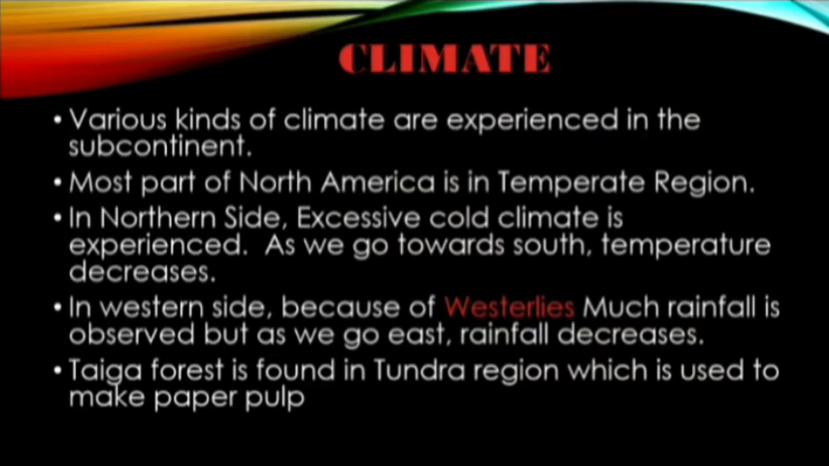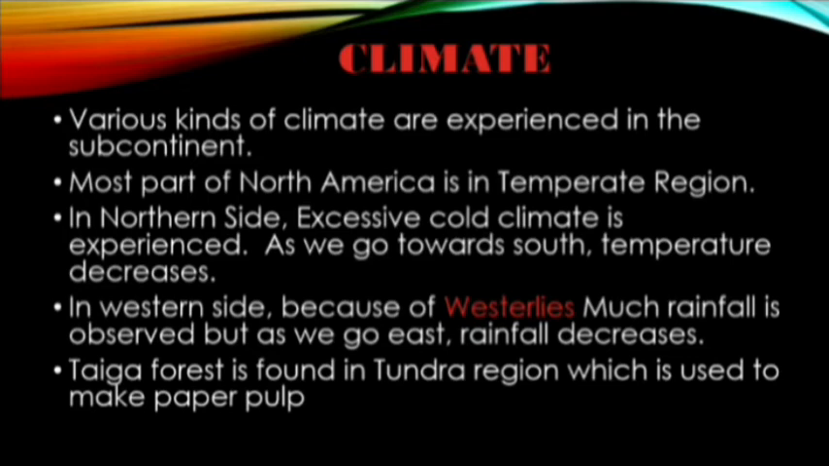We have learned about the various physical features of North America. Now let us come to the climate of North America, which was one of the major topics to be covered in this video. Various kinds of climate are experienced in the subcontinent. Most of North America is in the temperate region. On the northern side, excessive cold is experienced, but as we go towards the south, the temperature starts increasing because we start going toward the equator. On the western side, westerlies blow.